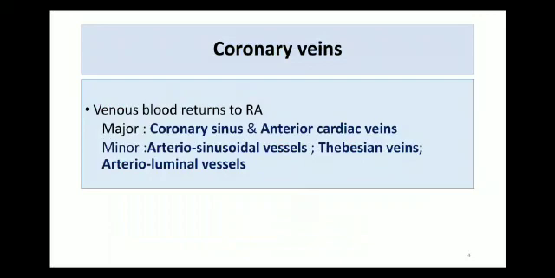So, the venous supply to the heart. Most of the coronary venous blood returns to the right atrium by the coronary sinus. That is the major one. The major drainage is via the coronary sinus and anterior cardiac veins, and minor ones are arteriosinusoidal vessels, Thebesian veins, and arterioluminal vessels. So like all the other venous blood in the parts of the body, this venous blood is also going to the right atrium through some major veins or through minor veins.